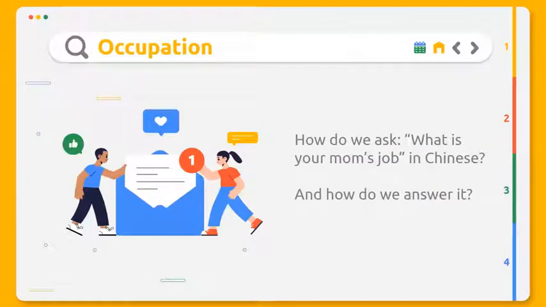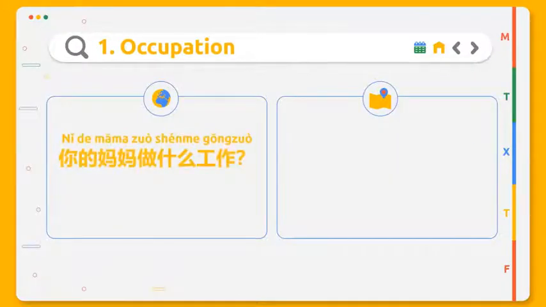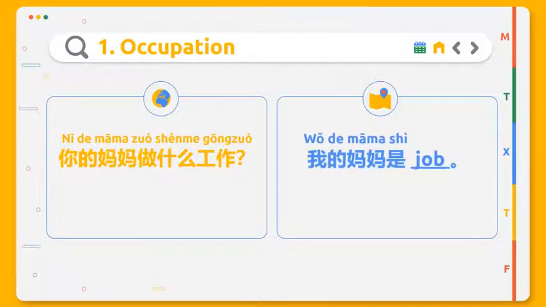Now, how do we ask what your mom's job is in Chinese? And how do we answer it? When we ask the question, we say 你的妈妈做什么工作? What does your mom do? When we answer, we say 我的妈妈是, maybe teacher: 我的妈妈是老师, or 我的妈妈是医生, or 我的妈妈是家庭主妇.